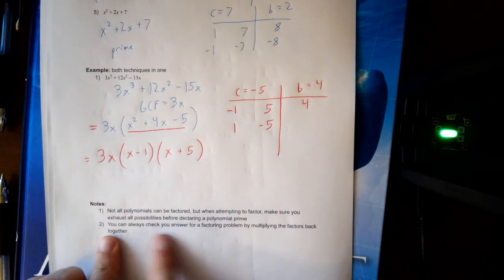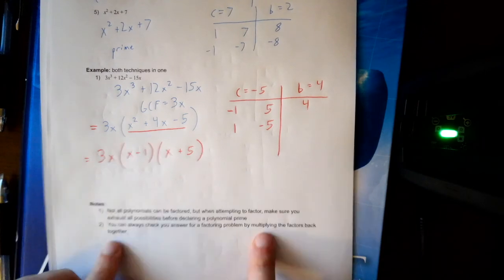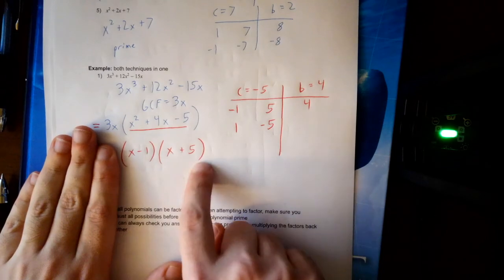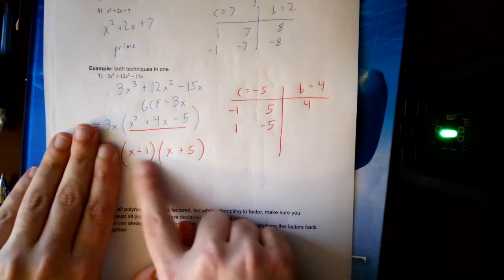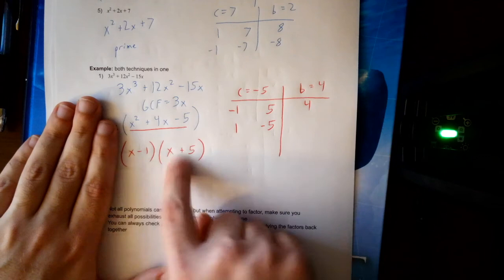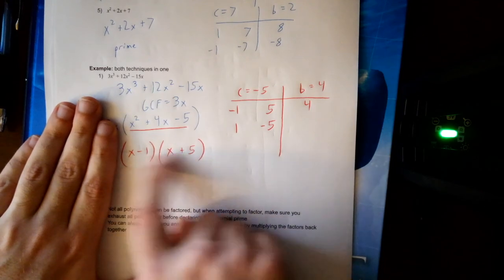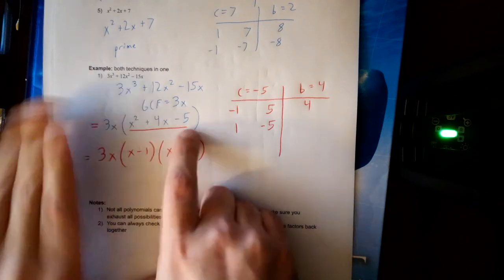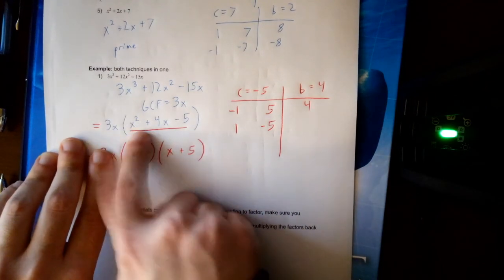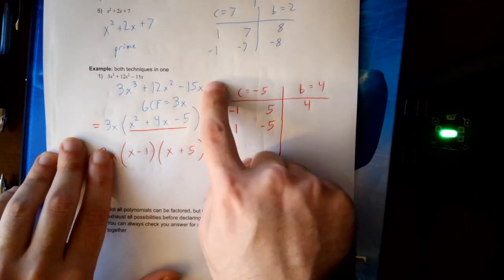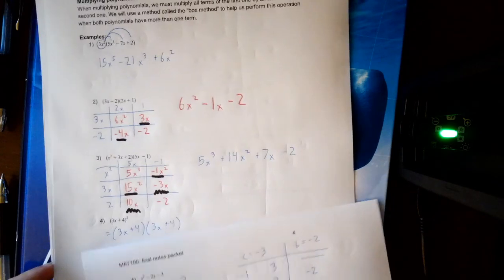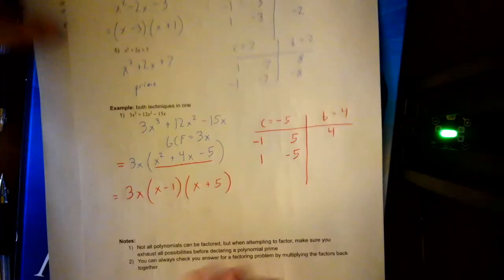And then you can always check your answer for a factoring problem by multiplying the factors back together. Here, I could FOIL these together to go back up to here, right? x minus 1, x plus 5, FOILing gives me x squared minus 1x plus 5x minus 5. If you cleaned up a little bit, you'd get this. Distributing this gives me 3x cubed, 12x squared, minus 15x, boom. Going backwards is the stuff we did on the first page. Factoring and multiplying are opposites of each other.